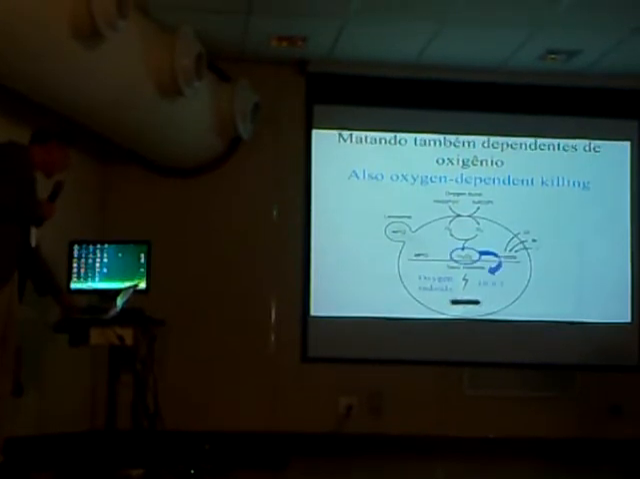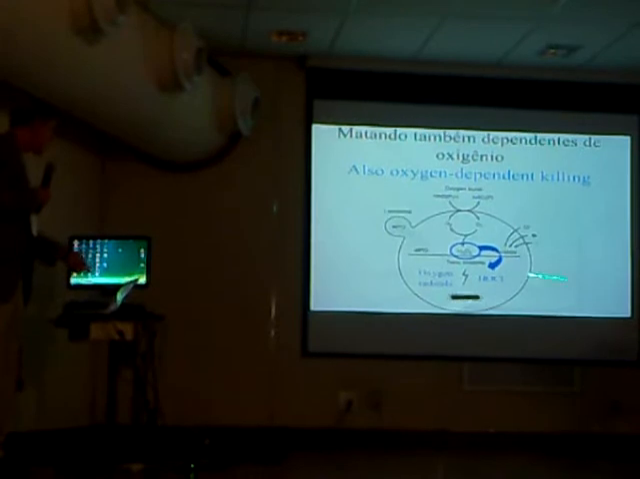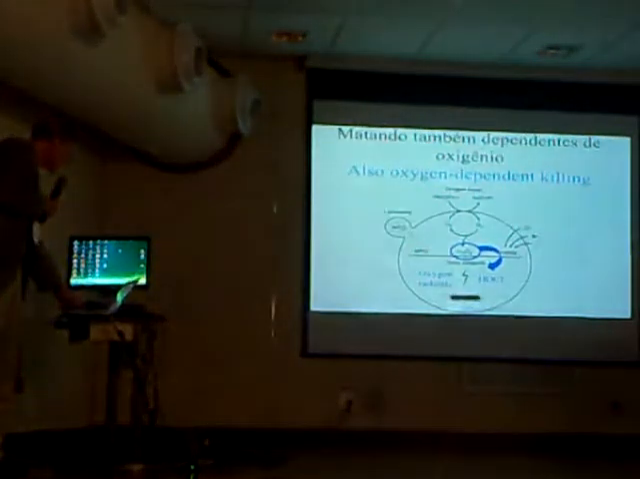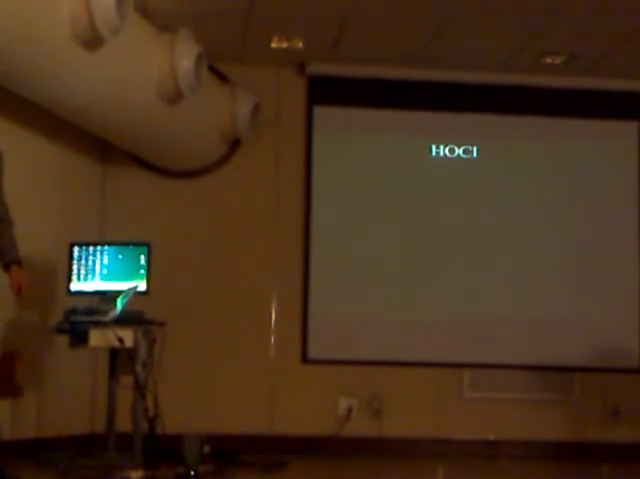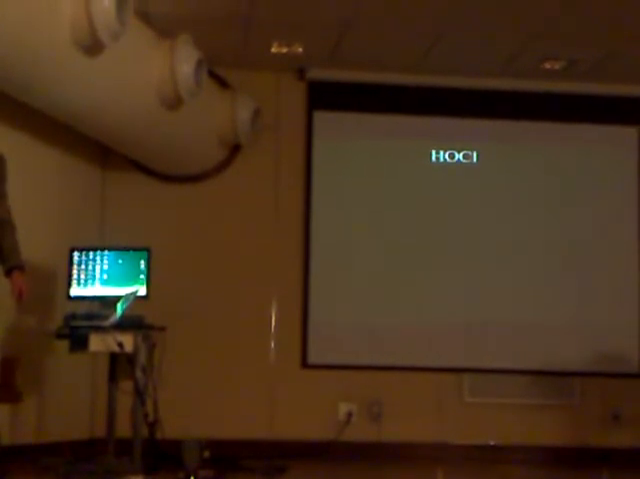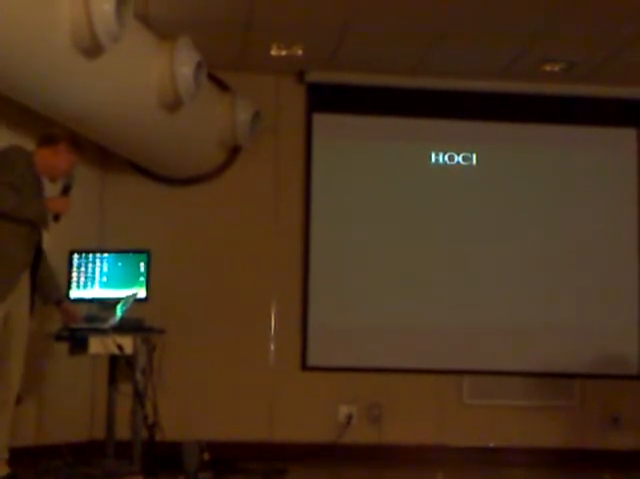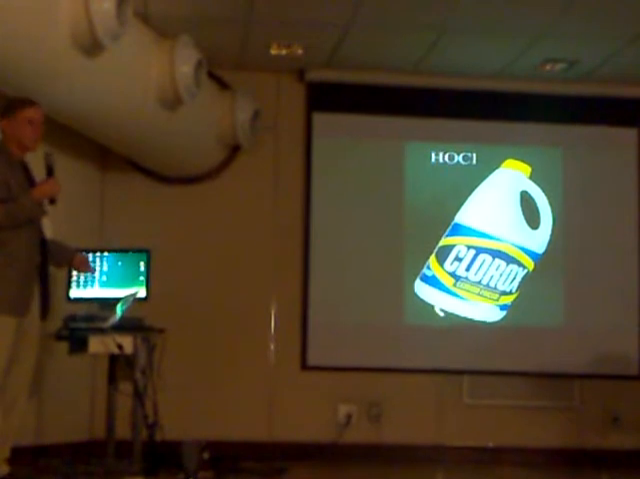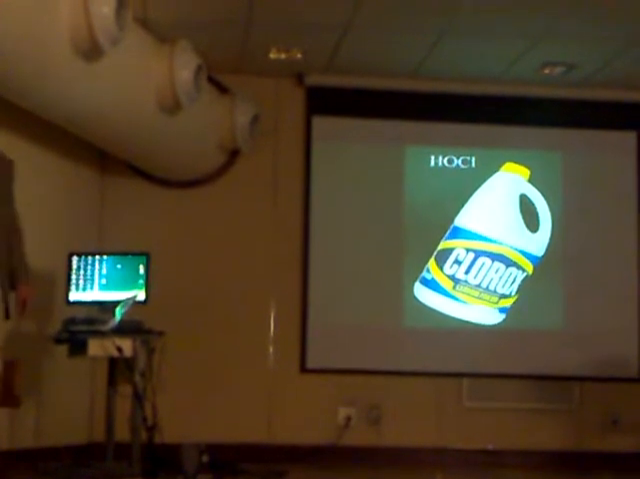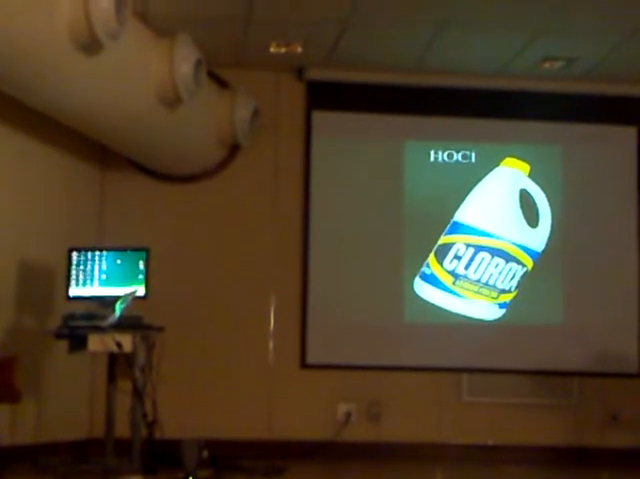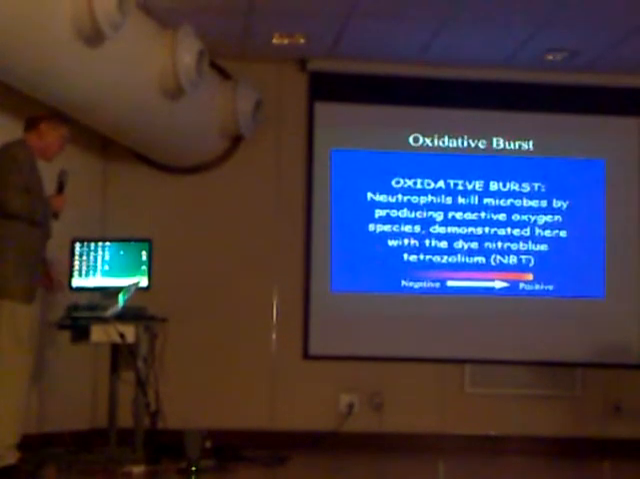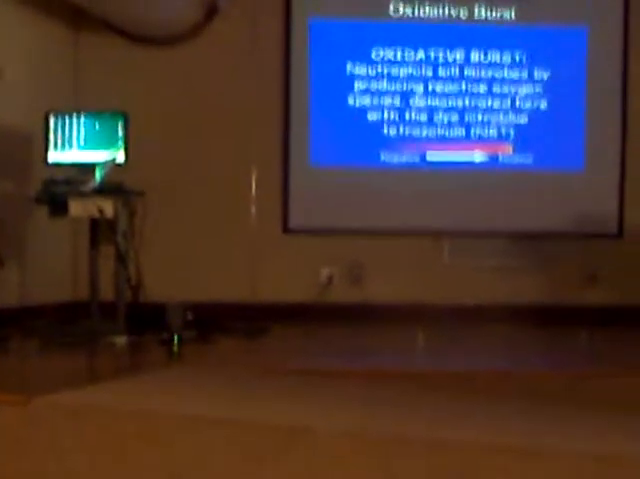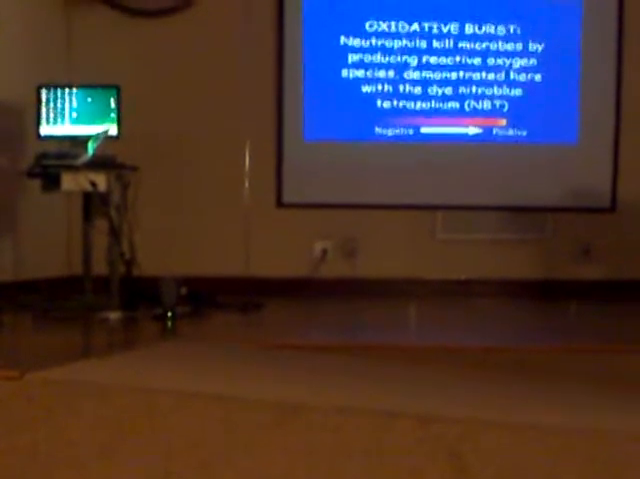So we get oxygen radicals. We get this molecule here. Anybody recognize what that is? You use it in your house. So, bleach. You know that this is a very, very strong antiseptic. So this is actually what your cells are generating. So, I'm mentioning that these cells generate these oxygen radicals.